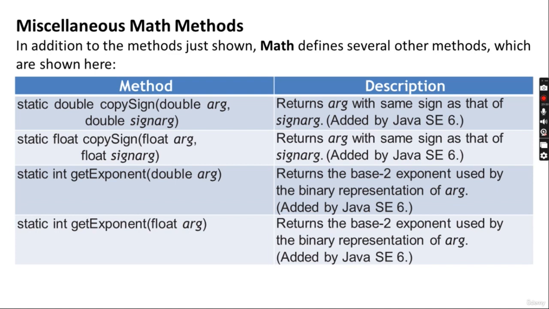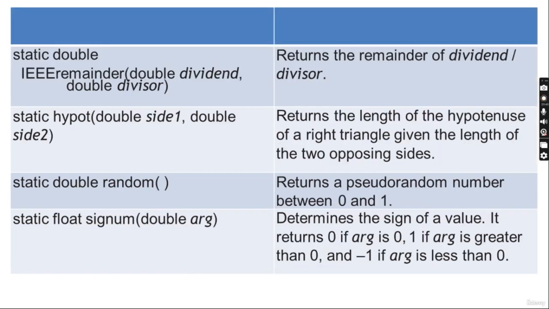Static int getExponent(double arg) returns the base 2 exponent used by the binary representation of arg. Added by Java SE 6. Static int getExponent(float arg) returns the base 2 exponent used by the binary representation of arg. Added by Java SE 6. Then static double IEEEremainder(double dividend, double divisor) returns the remainder of dividend divided by divisor.